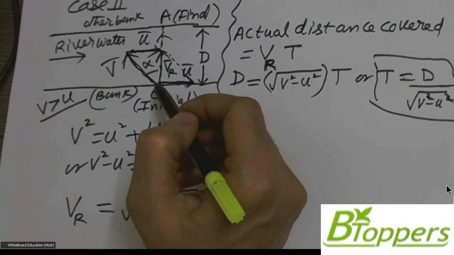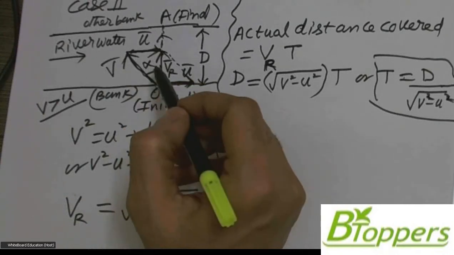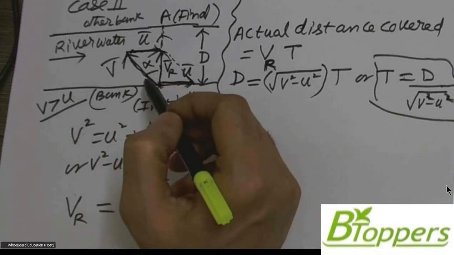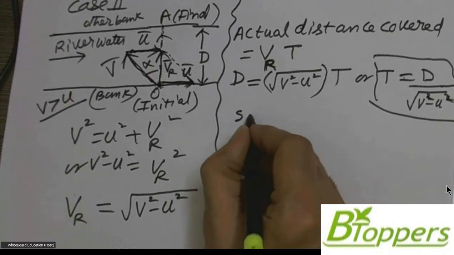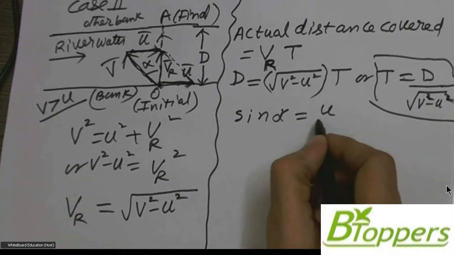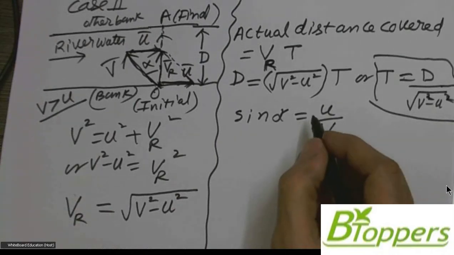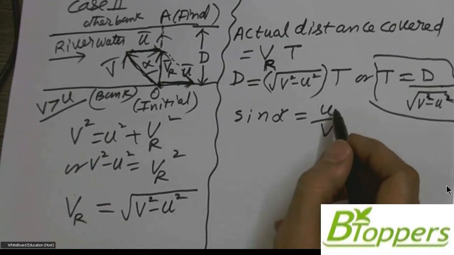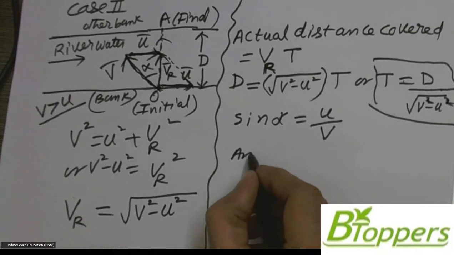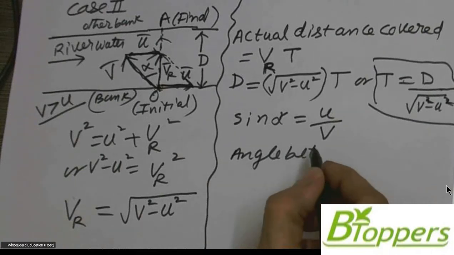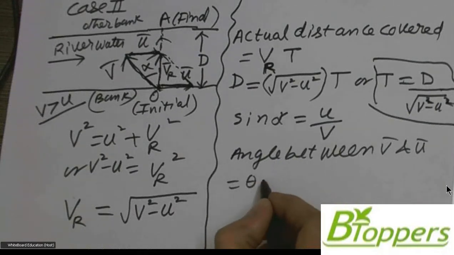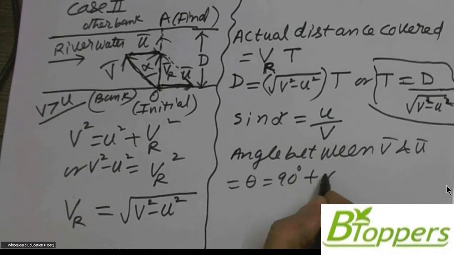In this right angle triangle, length of the side opposite to angle alpha is equal to u. Length of the hypotenuse side gives you v. So sin alpha you can write as length of side opposite to alpha by length of the hypotenuse side, u by v. So the values of u and v are given. You can find sin alpha, from that you can find alpha. So angle between V bar and U bar, I denote it by theta. In this case, it will be 90 degrees plus alpha.